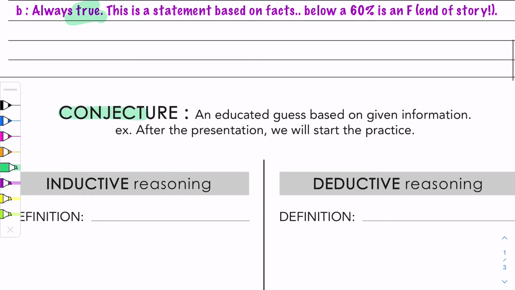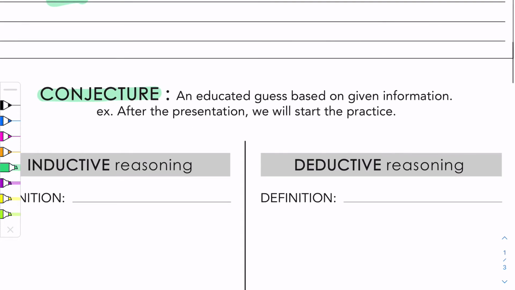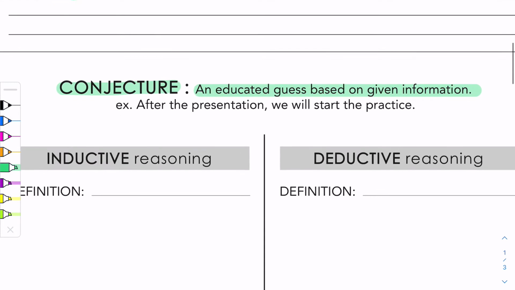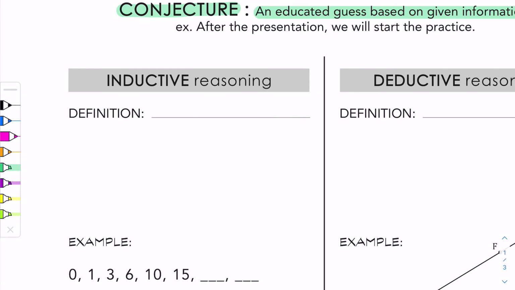A conjecture, we talk a lot about these. A conjecture is an educated guess based on given information. Before I go over examples of conjectures, let's talk about what inductive and deductive reasoning is.